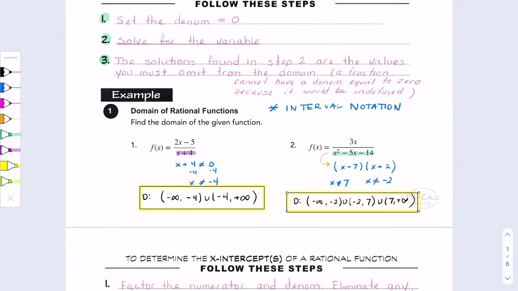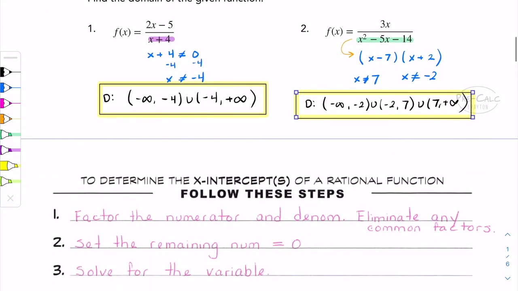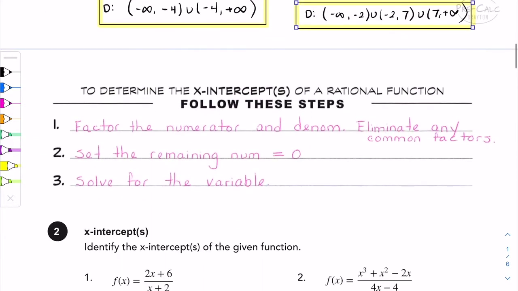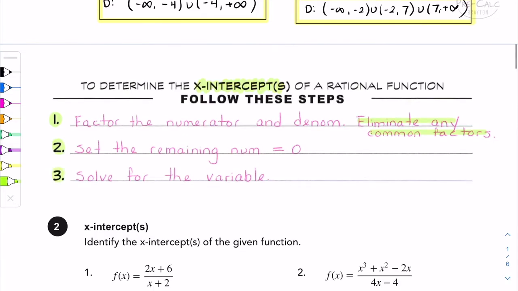Next, we're going to look at following the steps for the x-intercept. So to find the x-intercept, you need to factor the numerator and the denominator, and then you need to eliminate any common factors. That's very important in step 1. After you eliminate any common factors, you set the remaining numerator equal to 0. And after you do that, you solve for the variable.